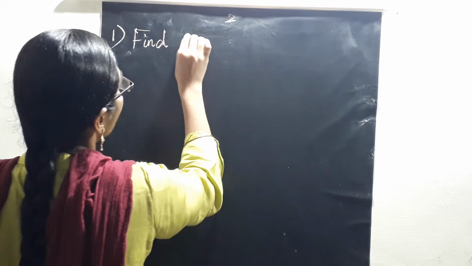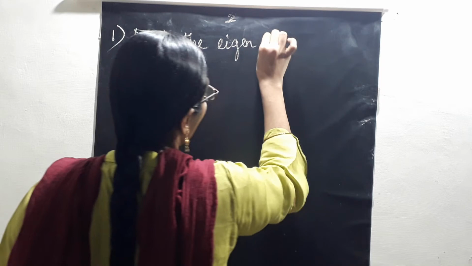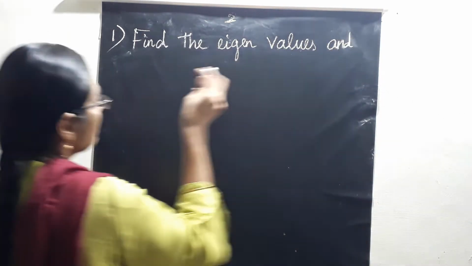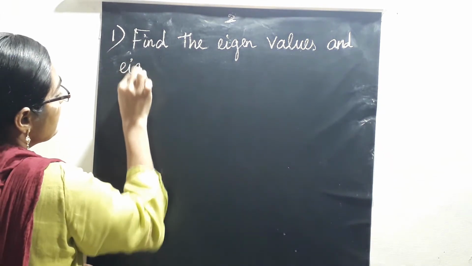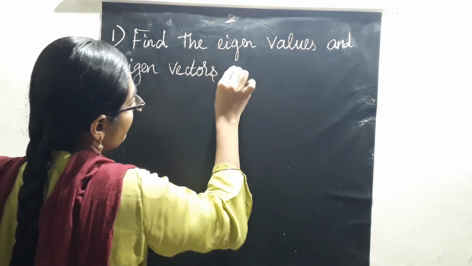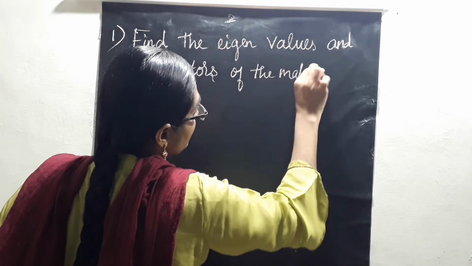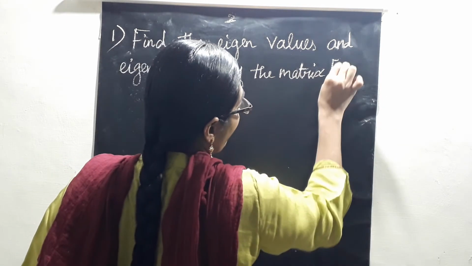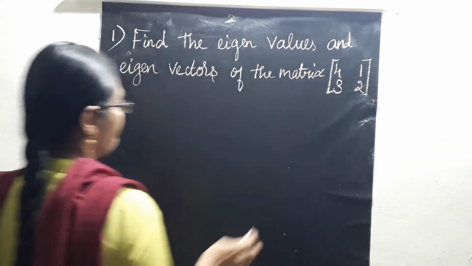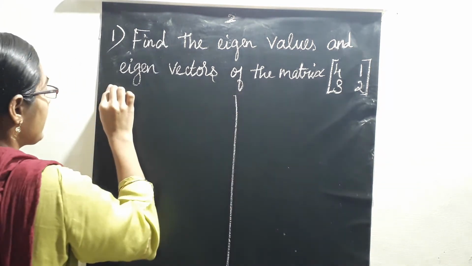Do a problem. Find the eigenvalues and eigenvectors of the matrix 4, 1, 3, 2. So first, for this, write the given thing.